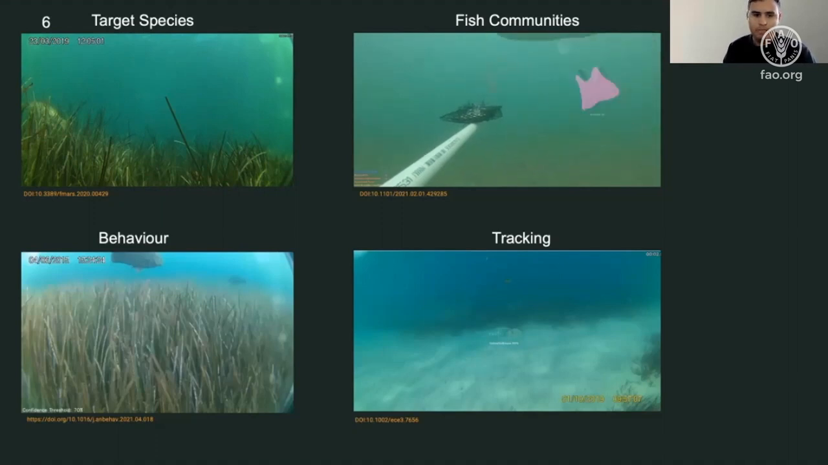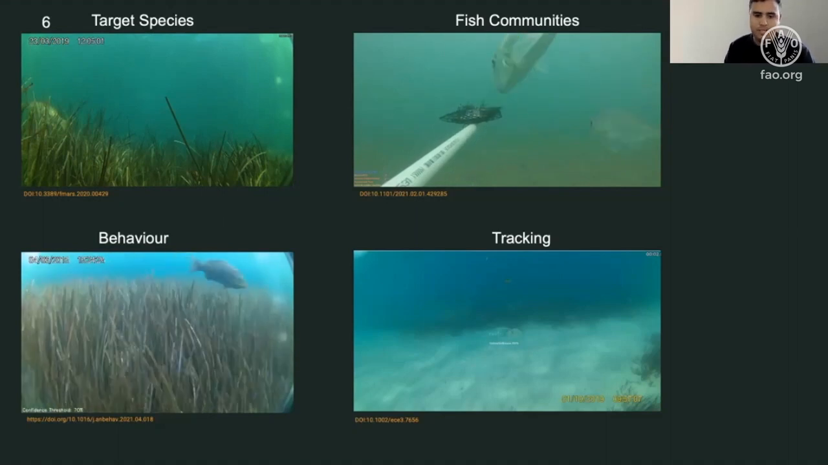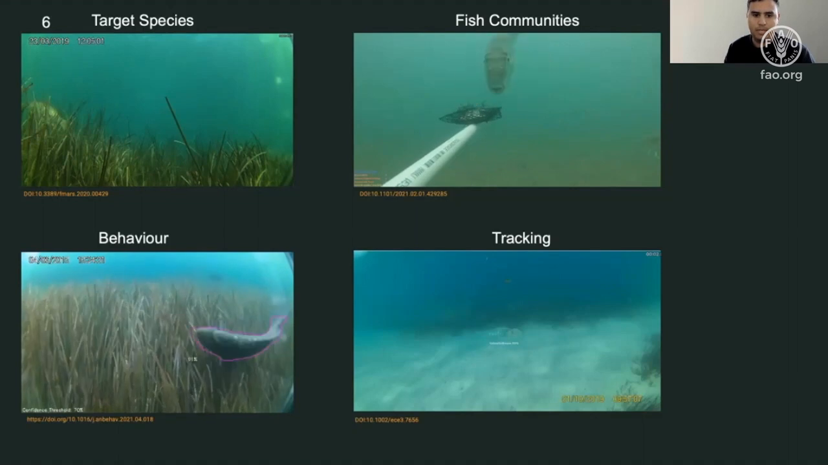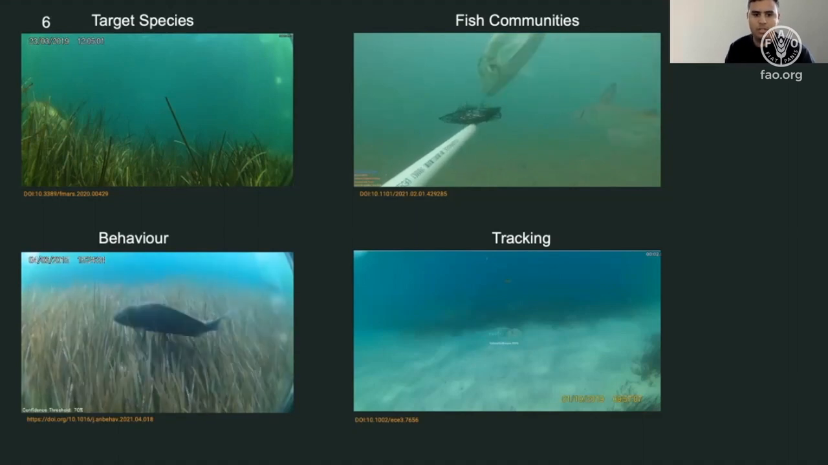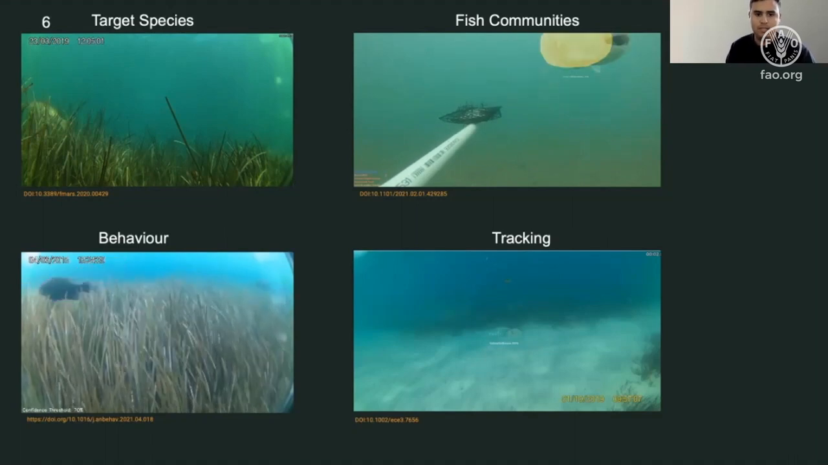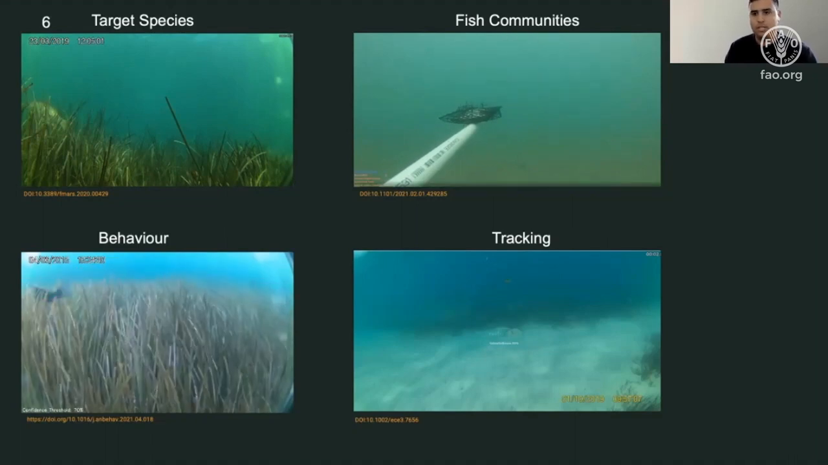Also, we can detect grazing behavior in fish species, as you can see there. That fish is grazing on the seagrass bed. So this might be important for managers that want to understand how fish communities utilize a specific habitat.